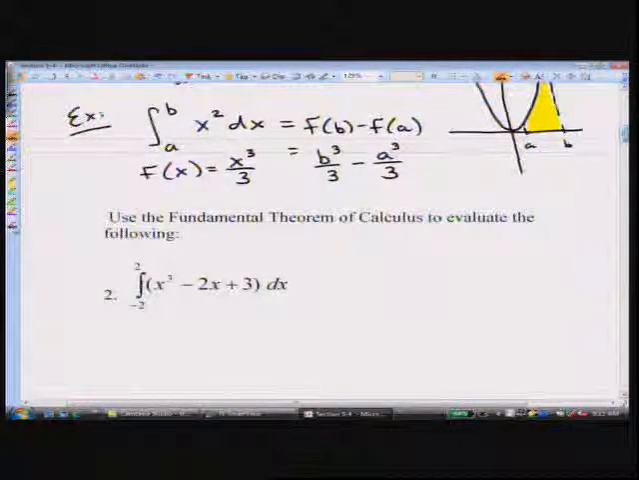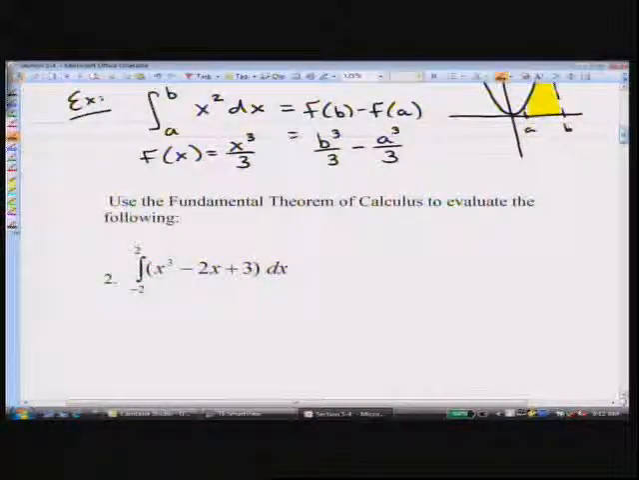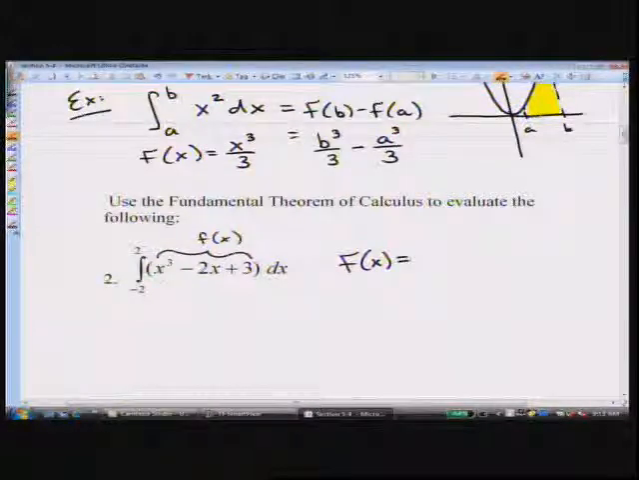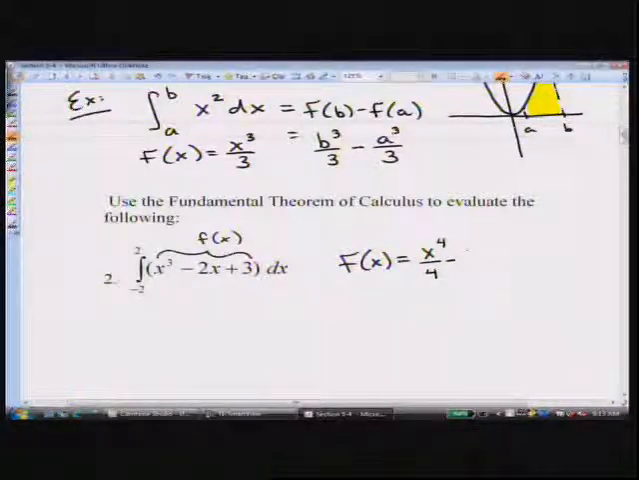Okay, so let's do some examples. It says use the fundamental theorem of calculus to evaluate the following. Okay, so right here, this is your f of x. All right, who can tell me what the antiderivative of f of x is? Who can tell me big F of x? X to the fourth over 4 minus x squared. It's 2x squared over 2, which is just x squared, and then plus 3x. And then normally you have a plus c, but we don't have to put the plus c here because we're going to do a definite integral.